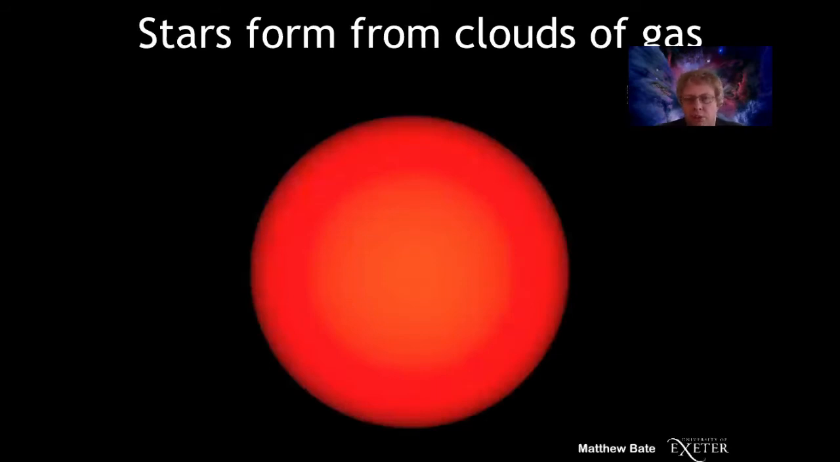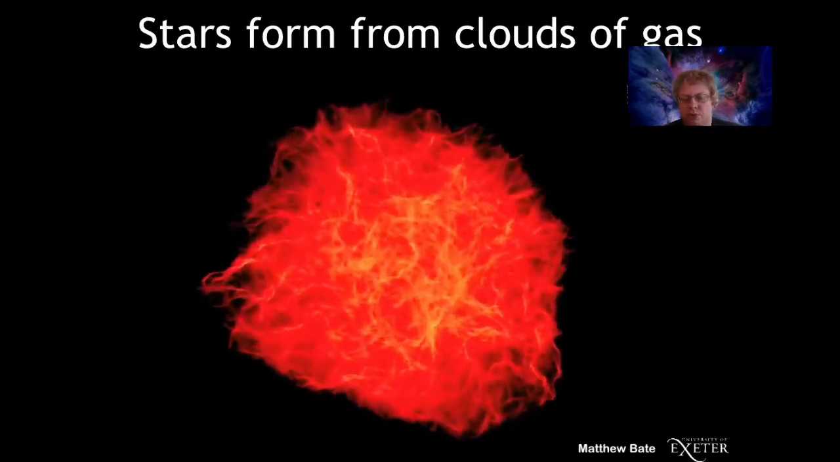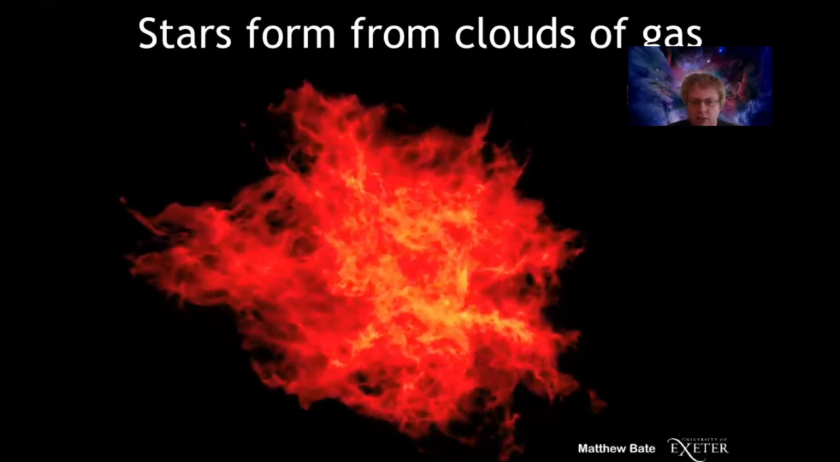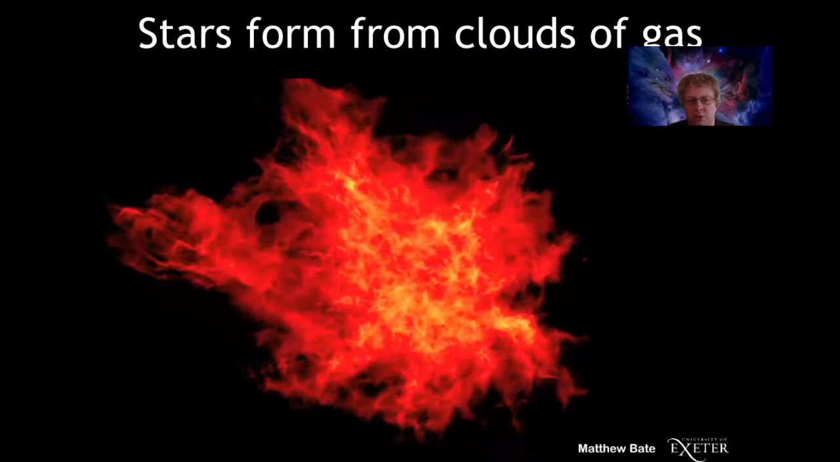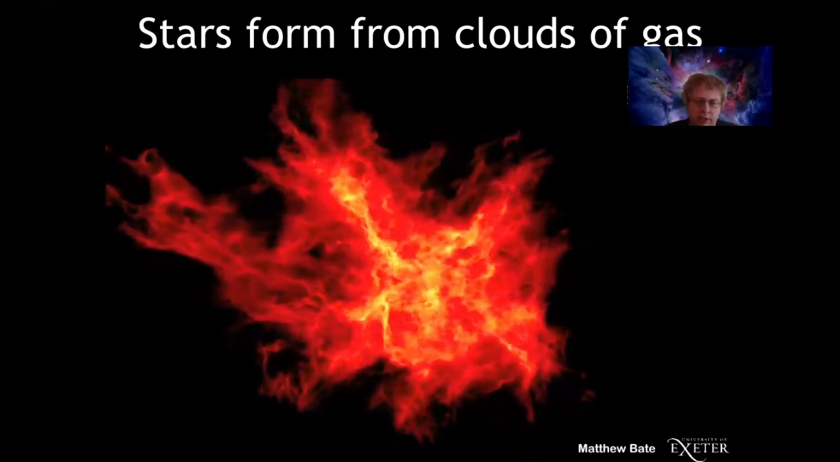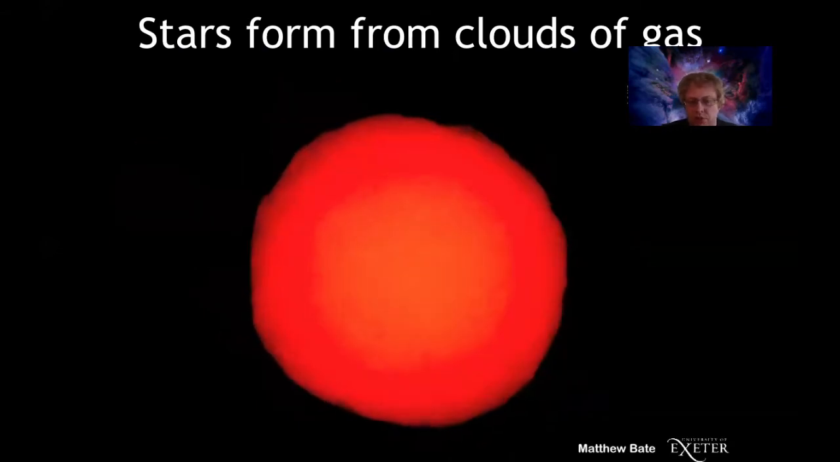So to remind you, stars form from clouds of gas. Here's a simulation of a cloud of gas, which starts off uniform with a few small perturbations. Eventually, if you let gravity do its thing, parts of that cloud will collapse down into relatively compact regions. And these regions look something like areas of the galaxy that we can see today.